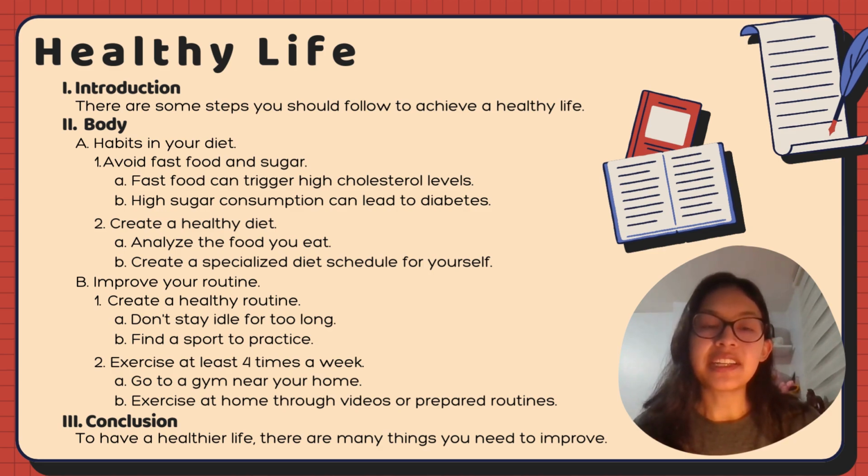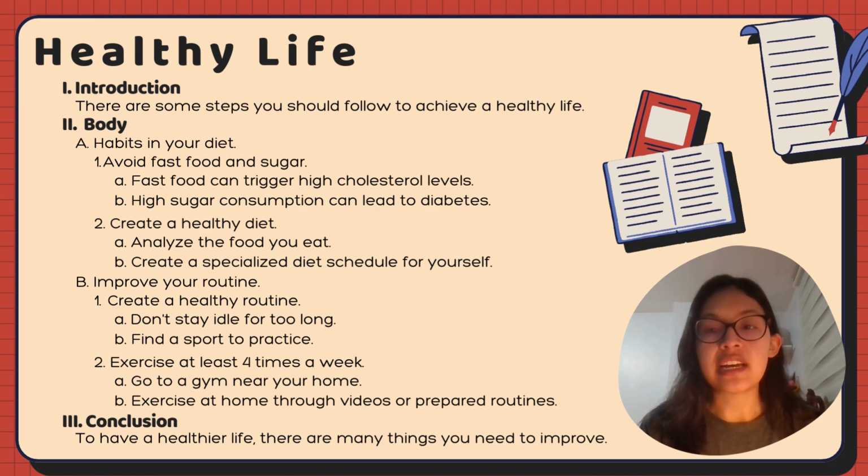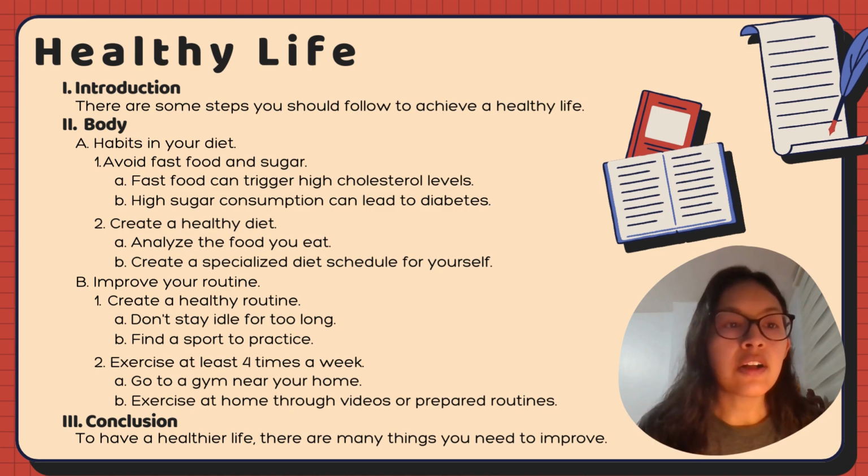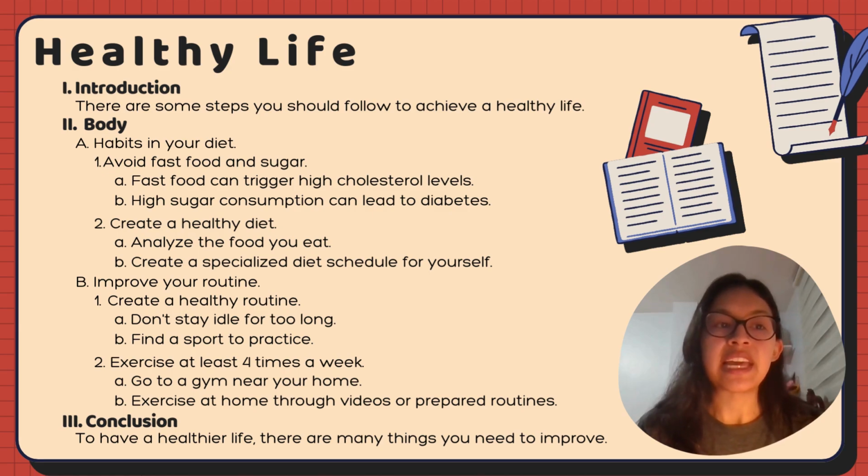So here we have a clear example of an outline of an essay on the topic healthy life. As we can see, this outline has a specific enumeration for each section of the essay. The three parts of the essay, introduction, body, and conclusion, are numbered with Roman numerals, while the two paragraphs presented in the body are numbered with capital letters. So now let's analyze each section of the essay.